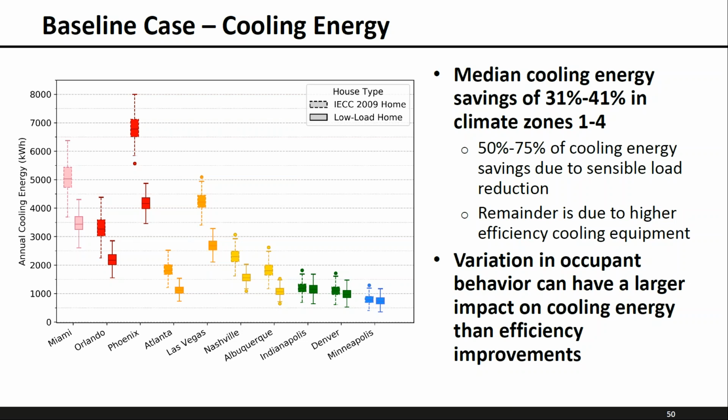It's important to note also here that, with the exception of Phoenix and Las Vegas, the variation in internal loads due to occupancy and occupant behavior can have a larger impact on cooling energy use than the envelope and equipment efficiency improvements alone. And this can be seen by the overlapping of the box and whisker. It's important to note that this does not show the energy use of the gains themselves. This is only showing the energy use by the air conditioner required to reject the heat generated from the internal gains. So if you included the energy use by the gains, there'd be even a larger overlap between the two house types.